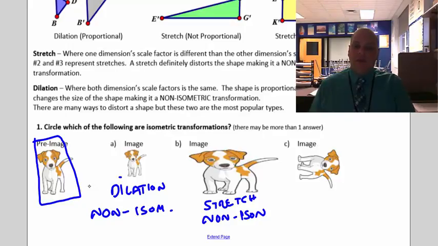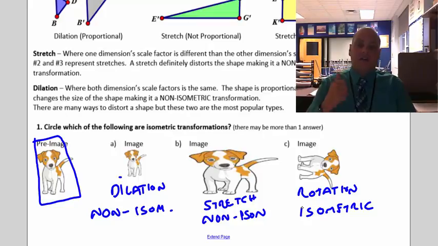How about this guy? Doggy is exactly the same, except doggy rotated. Doggy rotated, same size, same shape. He's just going to sleep, laying down. Everything's the same size, same shape. So this is a rotation, and this is isometric. It's isometric because it's the same size and same shape. So we are going to circle doggy C.